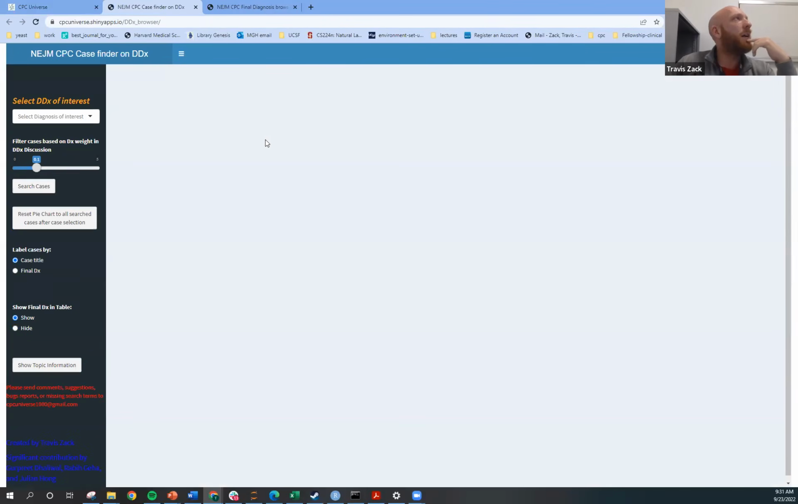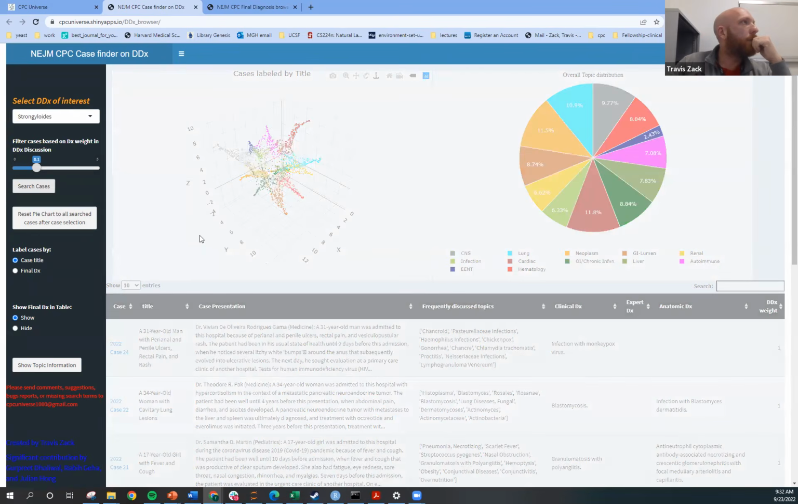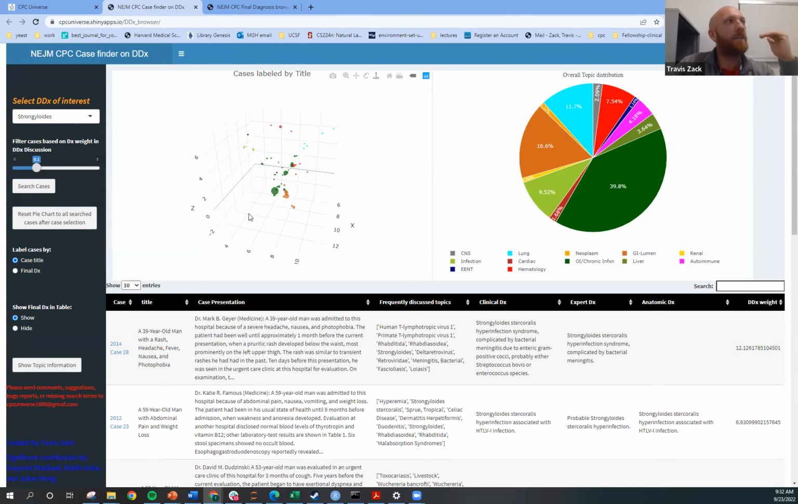The other way to do it, which I found interesting in a different way, is instead of searching by the final diagnosis, you search by where strongyloides was on the differential discussion. So when strongyloides was considered an option, but it may not necessarily be the final diagnosis. So you can search the same way. And in this case, the size of the dot represents how strongly strongyloides was considered in the differential diagnosis, right? So the little dot, maybe it was just mentioned in passing, whereas if it was a larger dot, you know, it's described in detail.